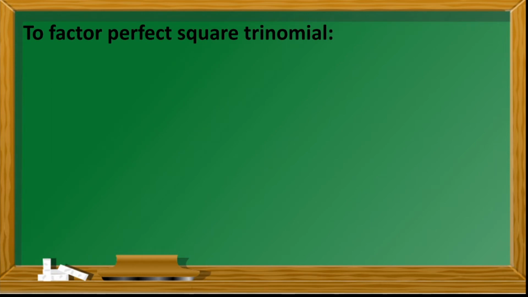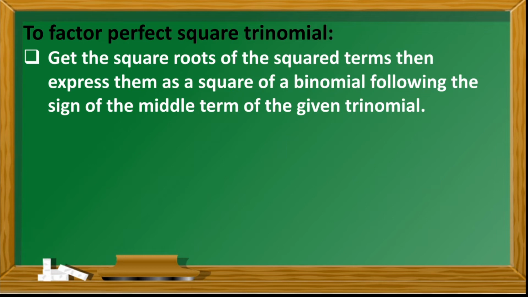Now, to factor perfect square trinomial, get the square root of the squared terms and then express them as a square of binomial following the sign of the middle term of the given trinomial. So, ang gagawin daw natin, kunin natin yung square root ng squared terms and then i-square natin siya, or express natin as square of binomial, and ang gagamitin nating sign is yung sign ng middle term. Kung ano ba siya, kung siya ba positive or negative, yun yung ating susundin. So, solve natin yung ating unang example.